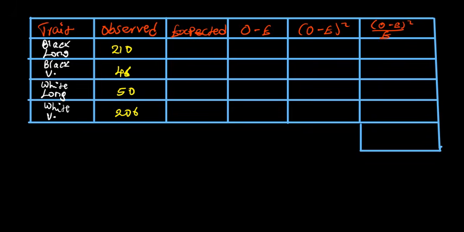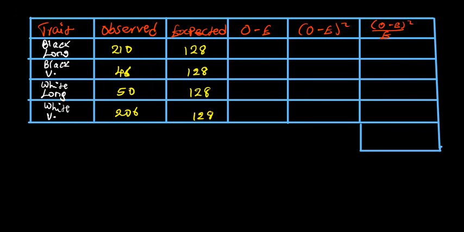Then what are the expected? The expected, we have already calculated that the ratios were 1 to 1 to 1 to 1. So each one of these is 128. And when you add these, they should give you the total, which is 512. 128 for each. So you need the calculator here. Then now we are going to say observed minus expected.